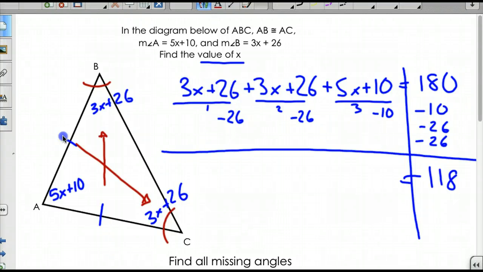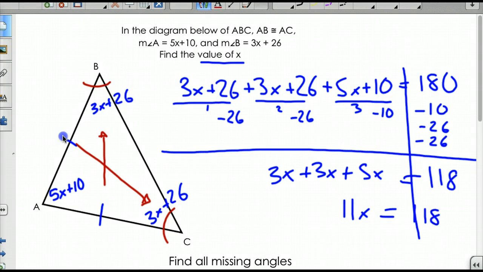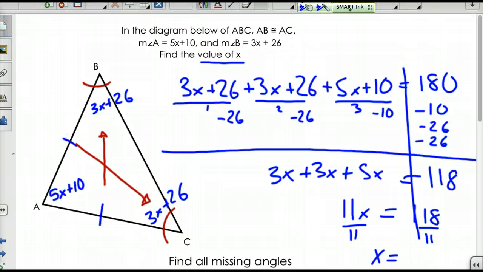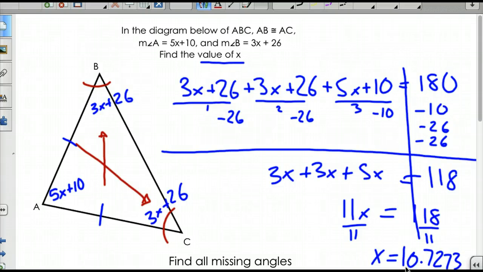Are you impressed? And I get 3x plus 3x plus 5x. From here, I combine like terms. I get 11x is equal to 118. And I just divide both sides by 11 now. And I think this might be a decimal. And when you do that, you get 10.727. All right, that is how that one is done.